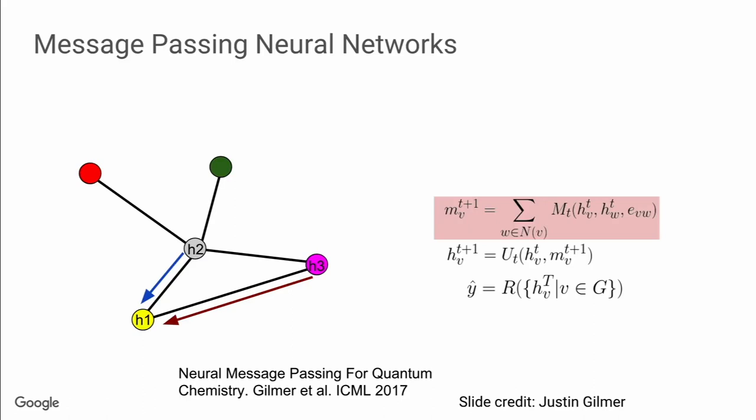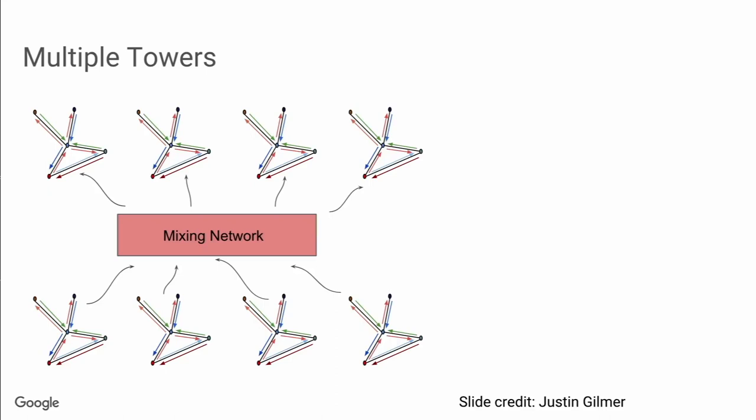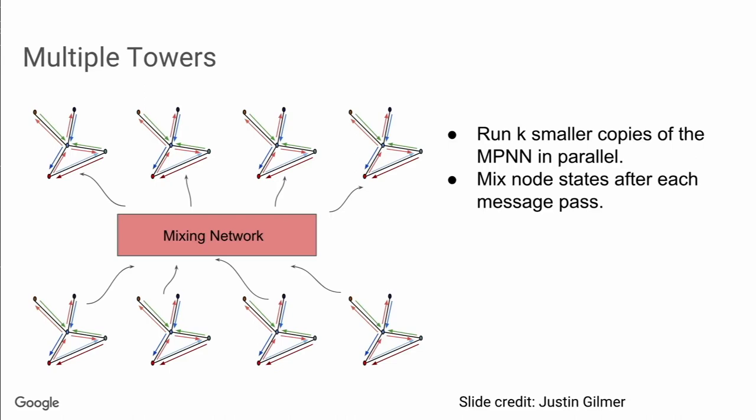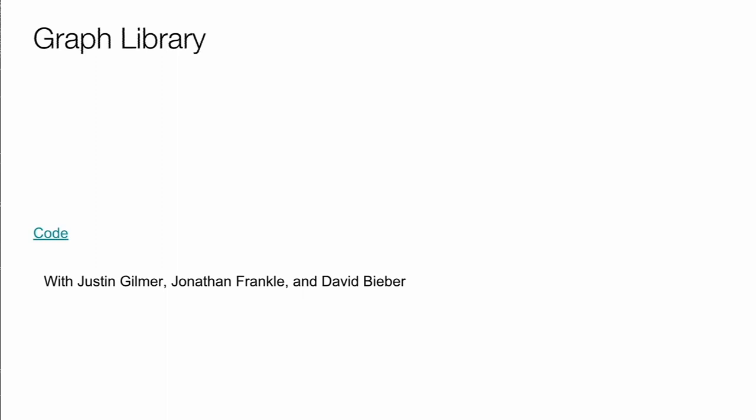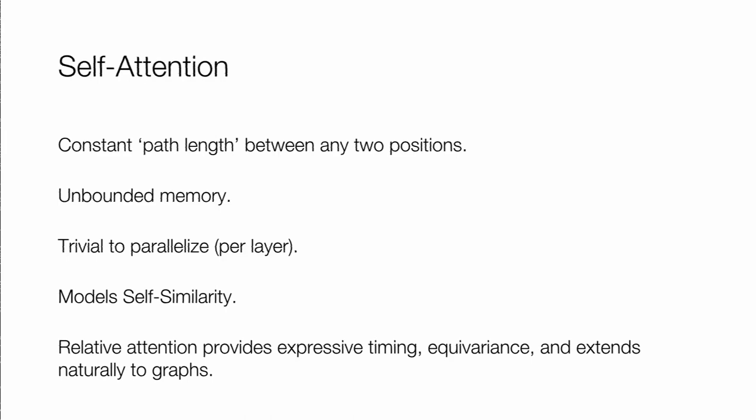The message passing paper also introduces an interesting concept called multiple towers that is similar to multi-head attention that Noam invented. You run K copies of these message passing neural networks in parallel. So this connects to work that existed before, but these connections came in later. We have a graph library where we connected both these strands, message passing and self-attention, and we put it out in Tensor2Tensor. To summarize, the properties that self-attention has helped us model are this constant path length between any two positions, and it's been shown to be quite useful in sequence modeling.